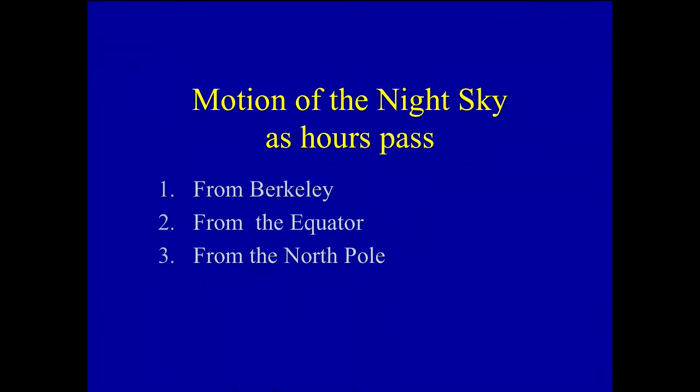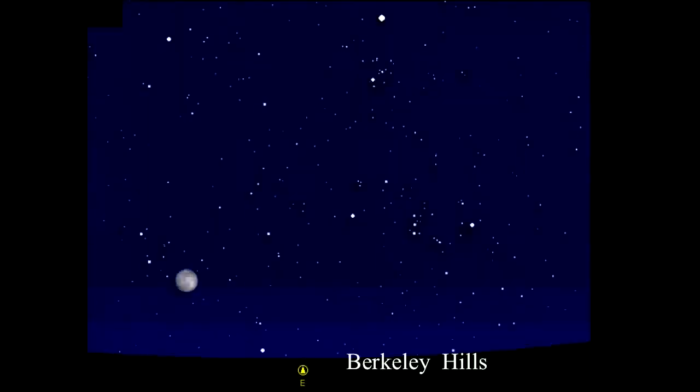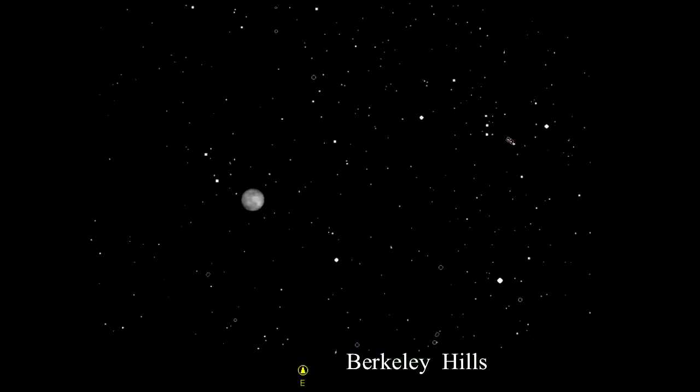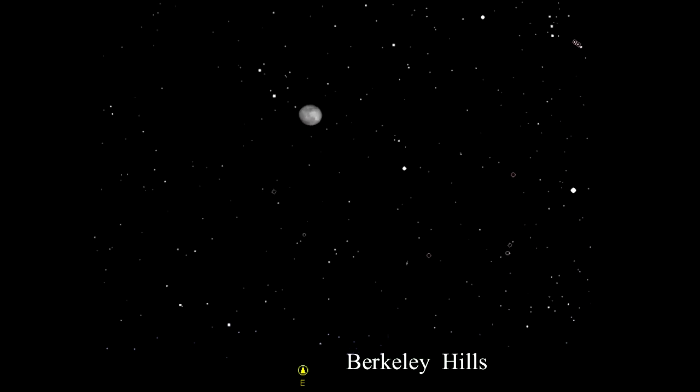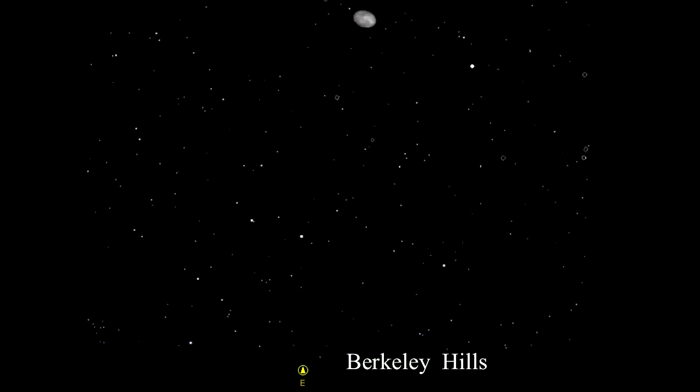And if you look to the west, you'll see all the stars setting in the west over the course of an hour or 2. Here's what the night sky looks like right now from Berkeley, including the stars and the full moon that we have tonight. There's the full moon. You see the stars. Here's the Berkeley Hills. Stars are rising in the east and, of course, setting in the west.